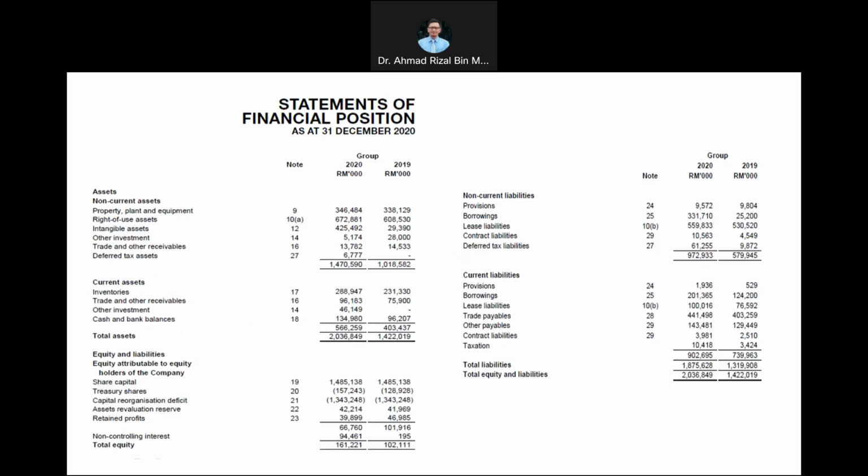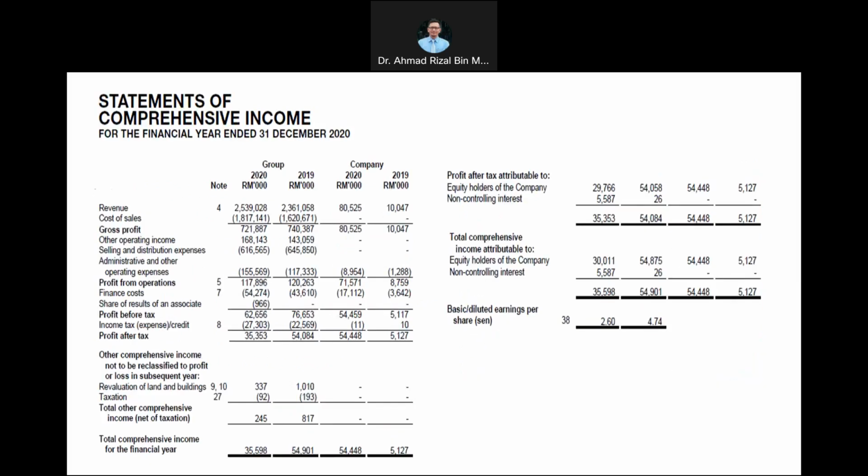We will use the same company that we covered before, which is 7-Eleven. We will look at their 2020 financial year-end annual report. Okay. So this is the balance sheet, and this is the income statement of 7-Eleven.